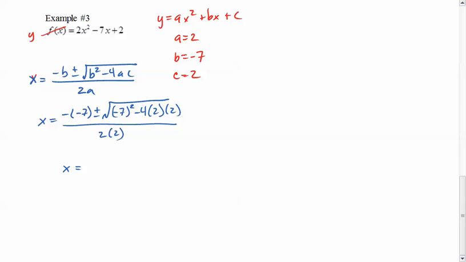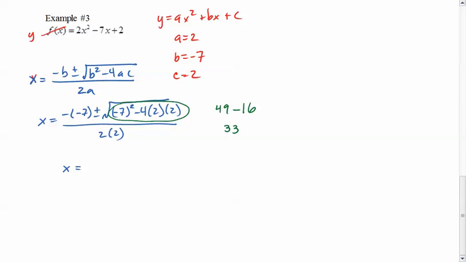Now I'm going to go ahead and do the same thing as before. I'm going to worry about the discriminant first. Negative 7 squared is negative 7 times negative 7, which is 49. And then negative 4 times 2 is negative 8 times 2 is negative 16, so minus 16. 49 minus 16 is 33.